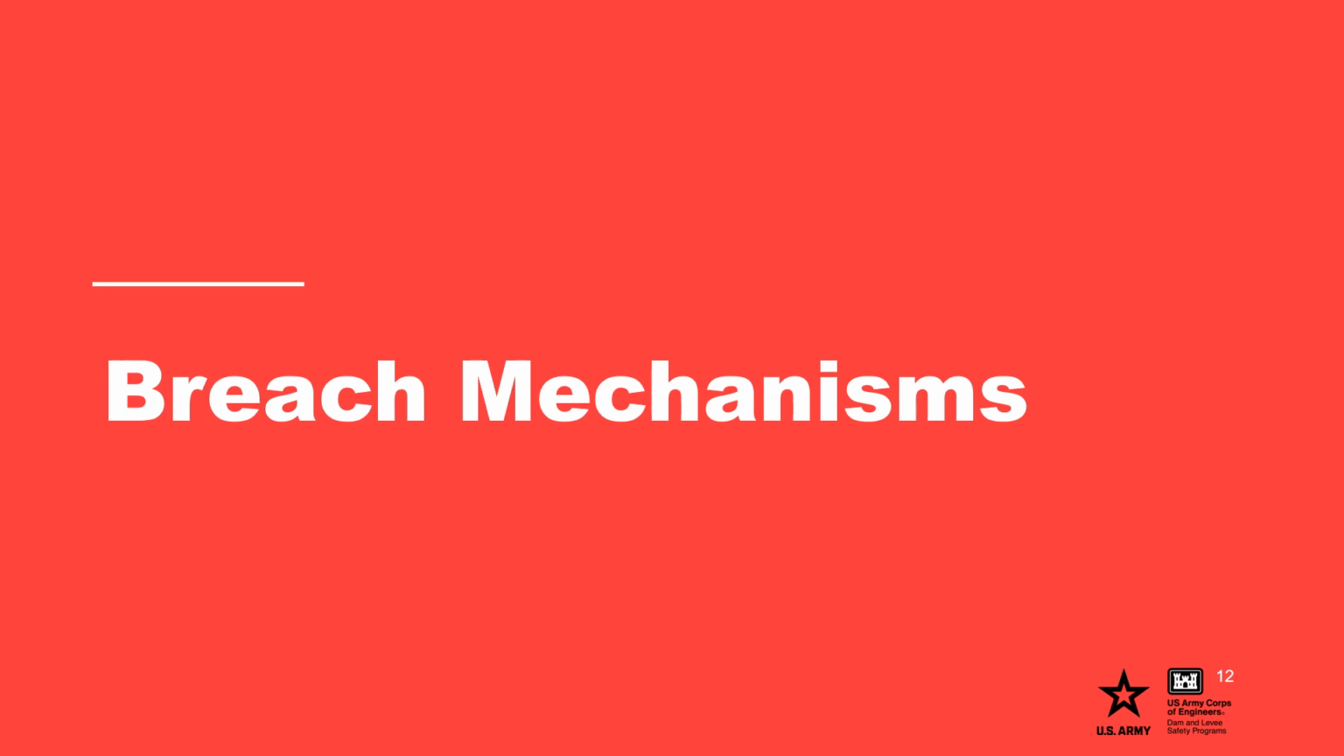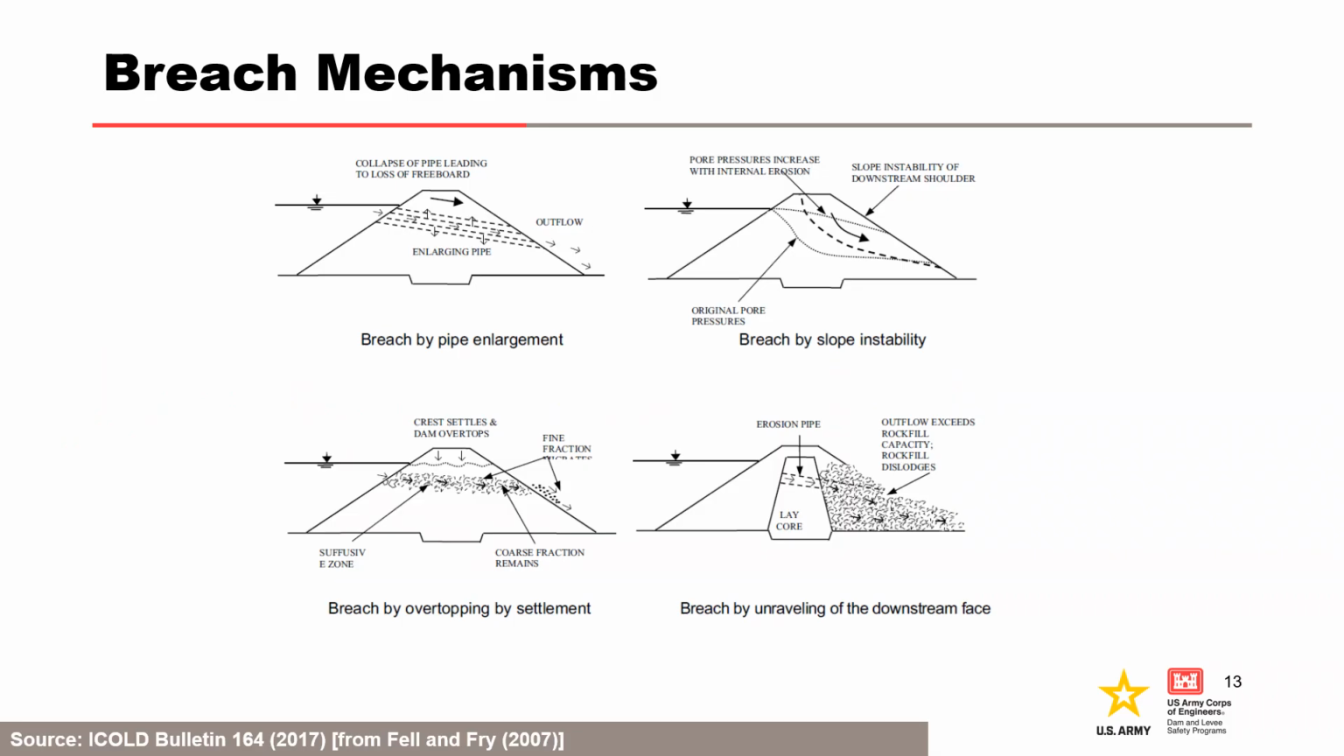Breach mechanisms. Fell and Fry 2007 schematically showed four breach mechanisms associated with internal erosion. These include gross enlargement of a pipe or concentrated leak, as shown in the upper left, overtopping due to crest settlement or sinkhole development, shown in the lower left, sloughing or unraveling of the downstream face, the lower right, and slope instability in the upper right.